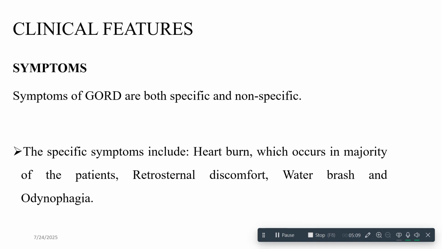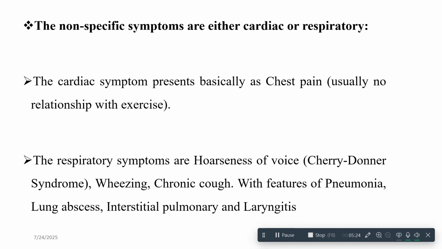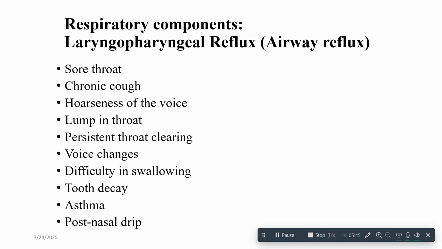Then what are the symptoms? Symptoms of gastroesophageal reflux disease are either specific or non-specific. The specific ones are heartburn, which occurs in the majority of patients, retrosternal discomfort, water brash, and odynophagia, also known as throat pain. The non-specific symptoms are either cardiac or respiratory. The cardiac symptom is basically chest pain, which we usually know has no relationship with exercise. The respiratory symptoms are hoarseness of voice, wheezing, chronic cough with features of lung abscess, interstitial pulmonary fibrosis, and or laryngitis.